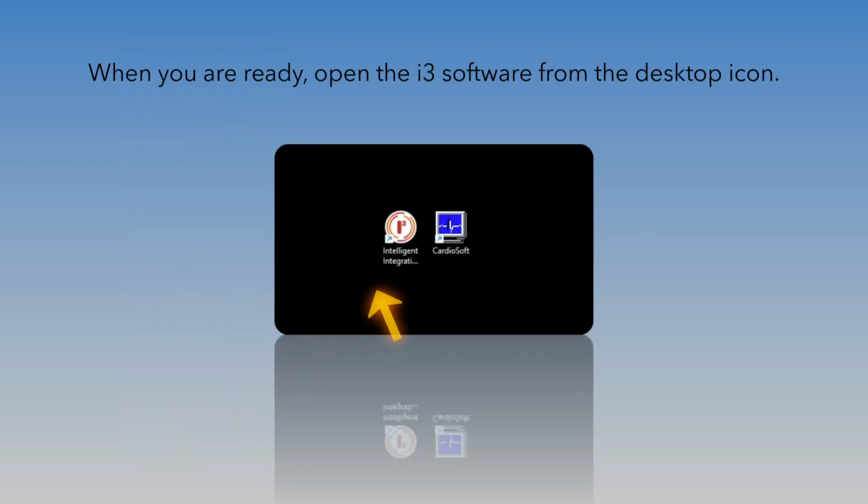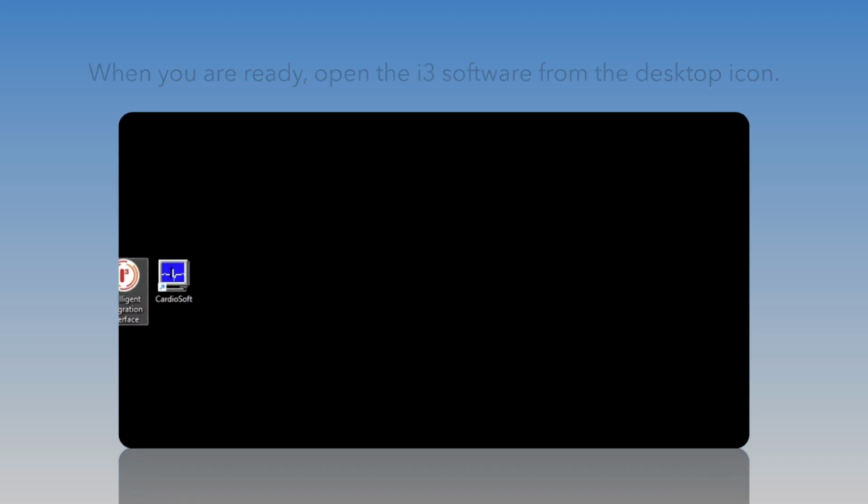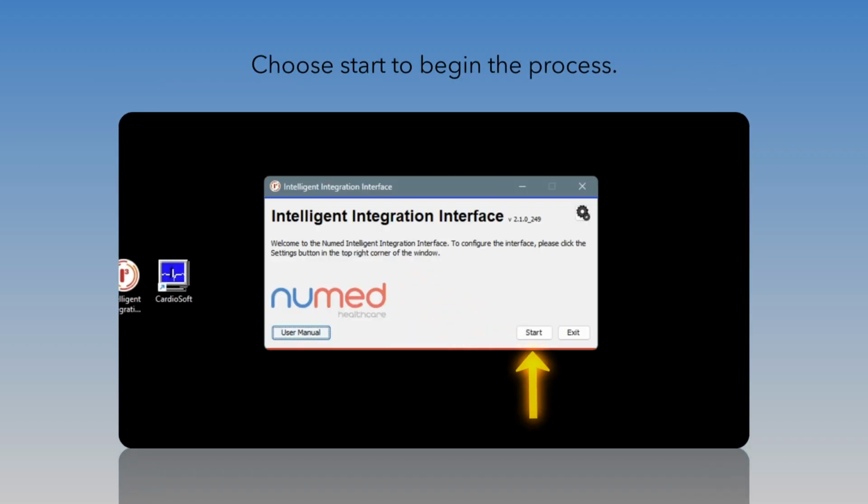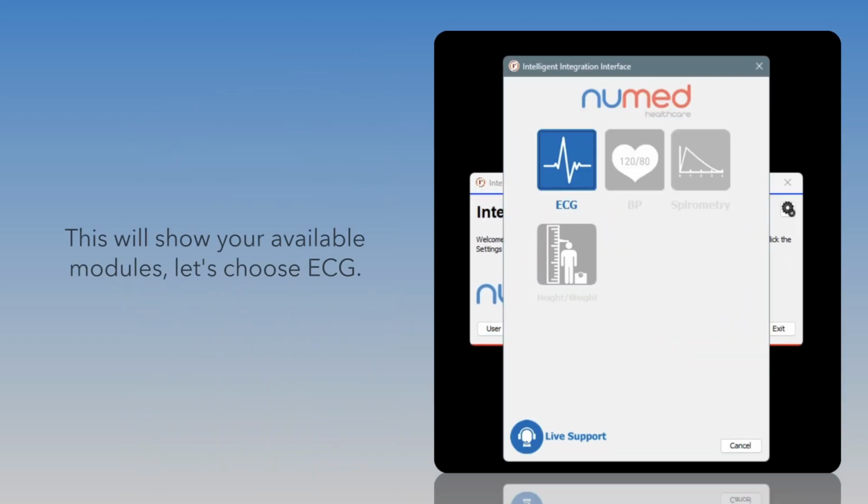When you are ready, open the i3 software from the desktop icon. Choose Start to begin the process. This will show your available modules. Let's choose ECG.